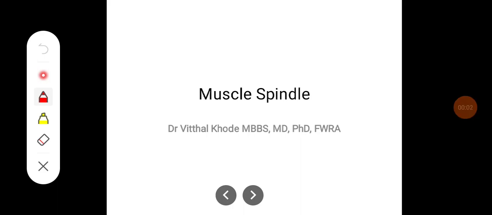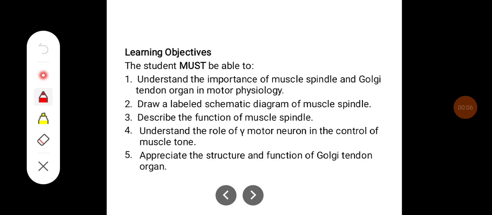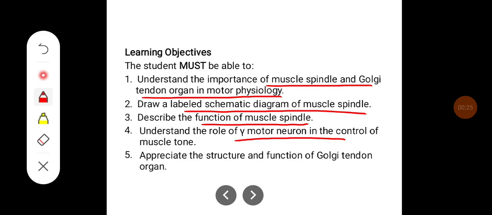Hello everyone, in this class we'll learn about muscle spindle. The learning objective of this class would be to understand the importance of muscle spindle and Golgi tendon organ in motor physiology, draw labeled schematic diagram of muscle spindle, describe the function of muscle spindle, understand the role of gamma motor neuron in the control of muscle tone, and appreciate the structure and function of Golgi tendon organ.